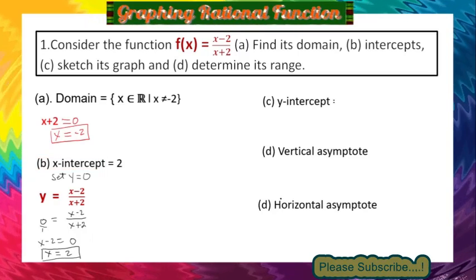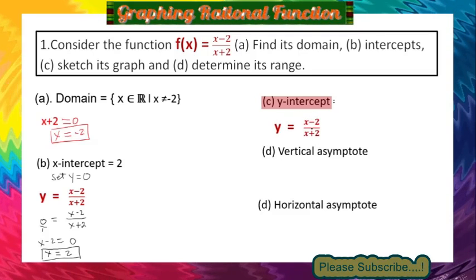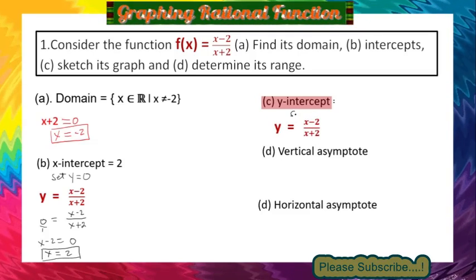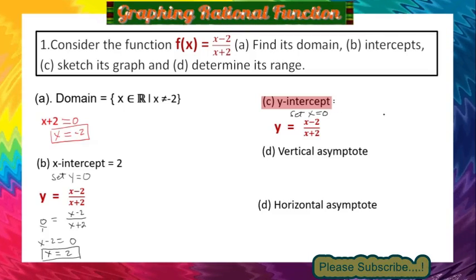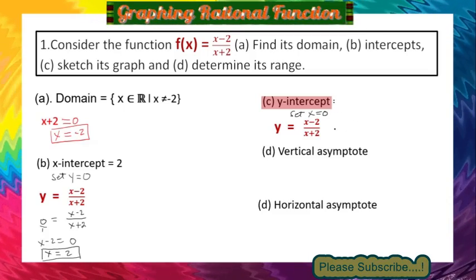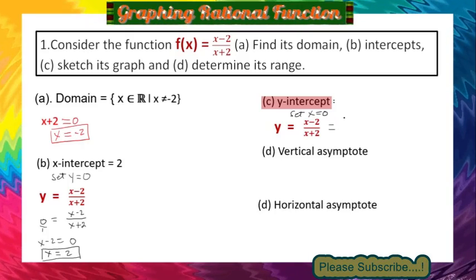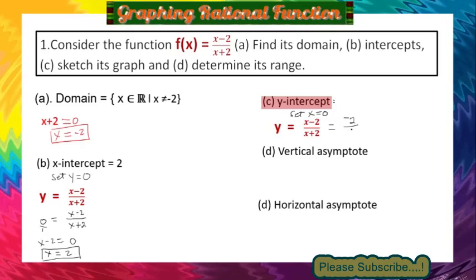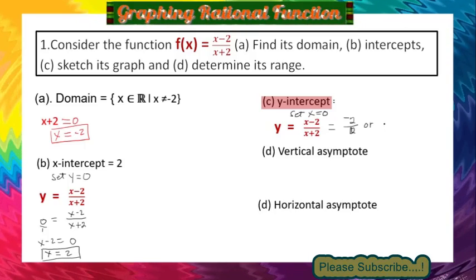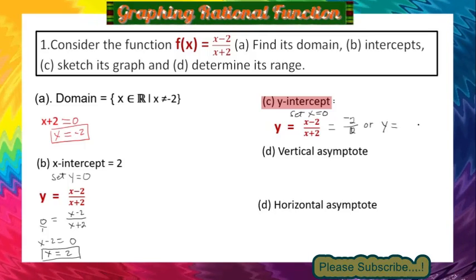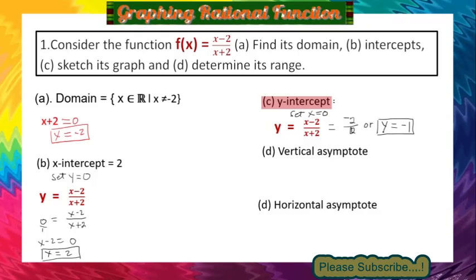Okay, the y-intercept, just the same. We use the same function, then we set x equals 0, since we are going to find the value of y. So if x is 0, the remaining is negative 2 over 2, or simply y equals negative 1. So this is our y-intercept.